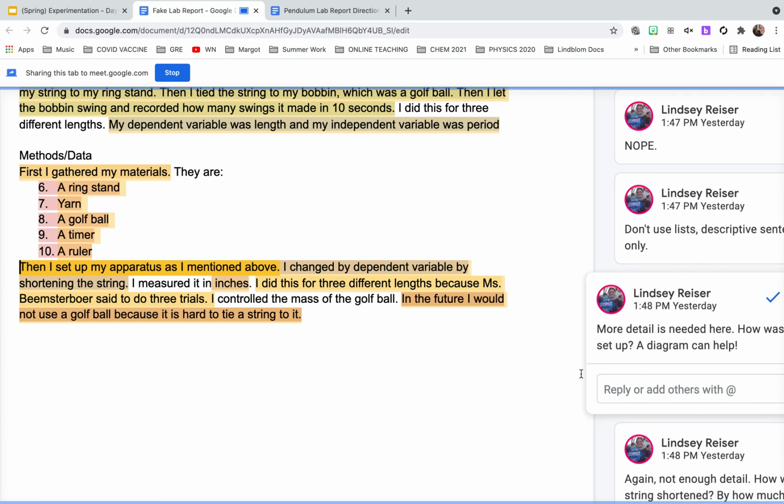Okay, so then "I set up my apparatus as mentioned above." So the detail, again, has to be in this specific section, okay? If you're having a hard time describing what actually happened within your apparatus, you can set back up your apparatus, take a picture of it, and then describe the picture, okay? You have to have some sort of description, but a diagram can be really helpful there.